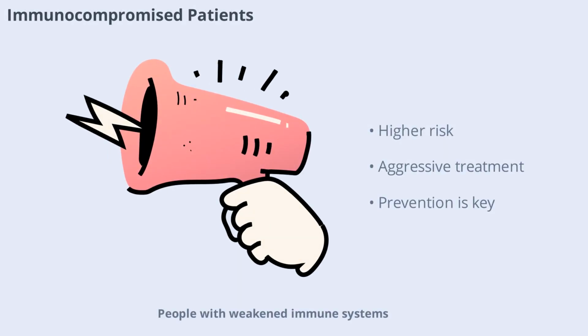People with weakened immune systems, such as those with HIV or undergoing chemotherapy, are at higher risk for infections. Treatment may be more aggressive and involve additional precautions. Preventive measures and early intervention are especially important for these individuals.